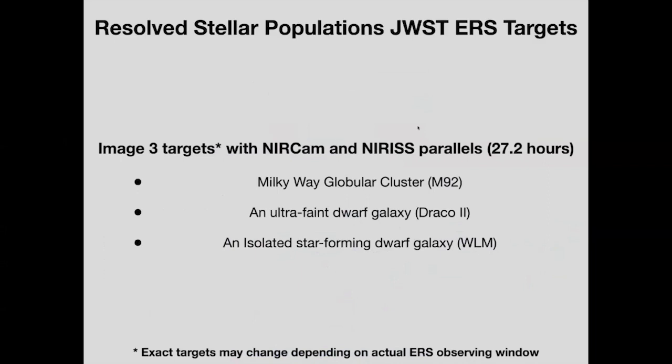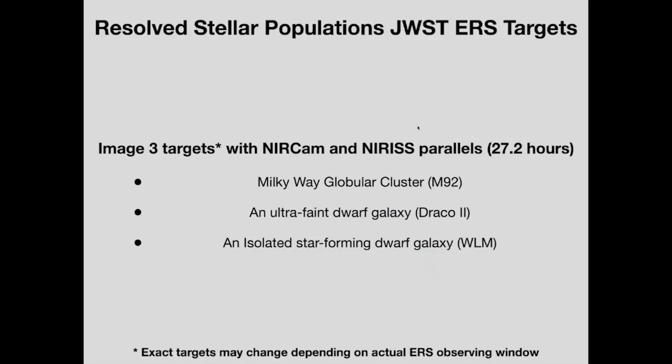So with all the science in mind, we designed the ERS program and we selected targets that would efficiently sample all of that science. So our program is a 27-hour program that's going to image with NIRCam and NIRISS in parallel a Milky Way globular cluster, which is nominally M92, an ultra-faint dwarf galaxy, which is nominally Draco-2, and an isolated star-forming dwarf galaxy, which is nominally WLM. And each of these were selected to enable technical development, as well as all the science that I described to you before.